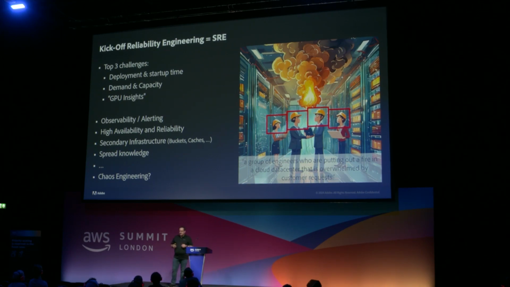So demand and capacity. It's kind of unknown how good a feature is going to be used, how often, how frequently people will do inference. Right? And GPU insights is another thing we looked into. Like we want to understand what's happening with the GPUs.